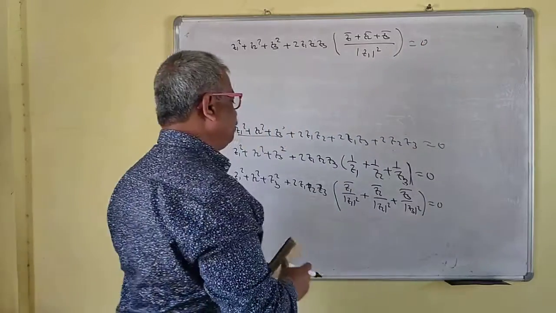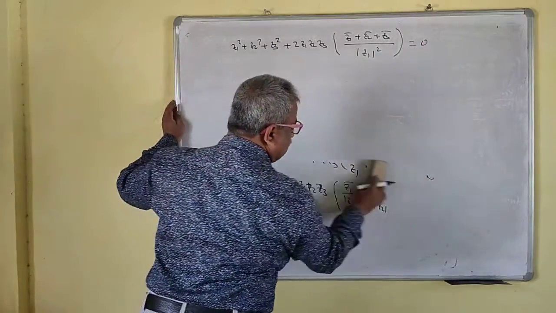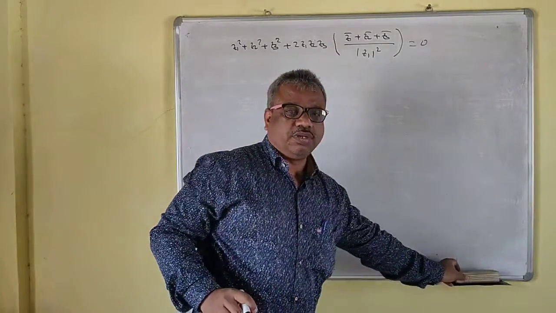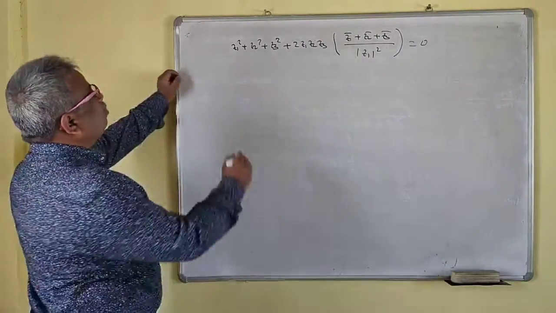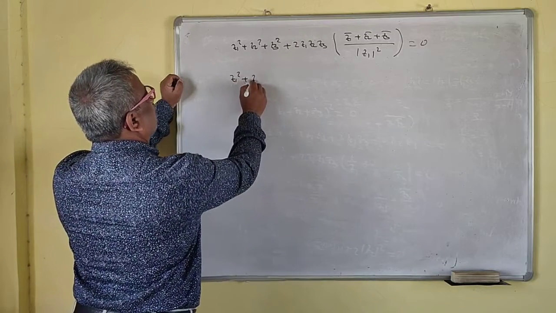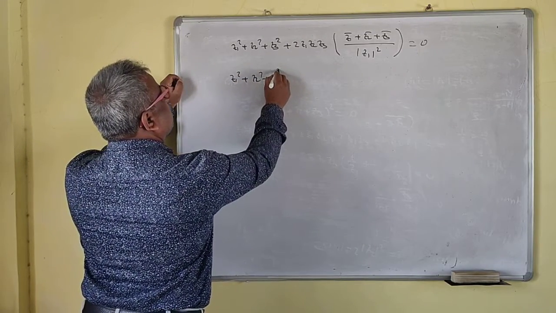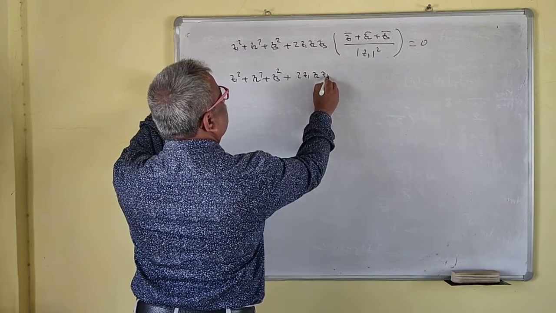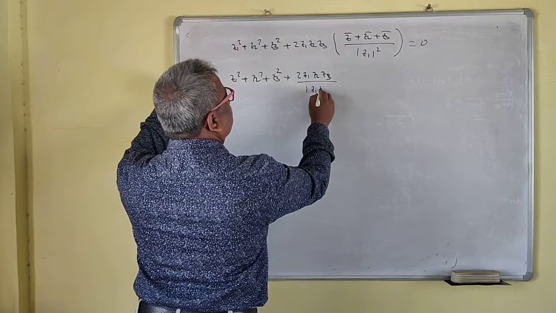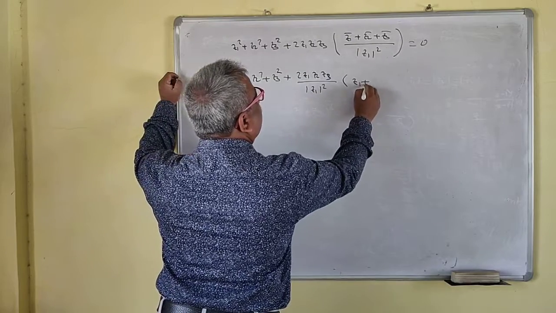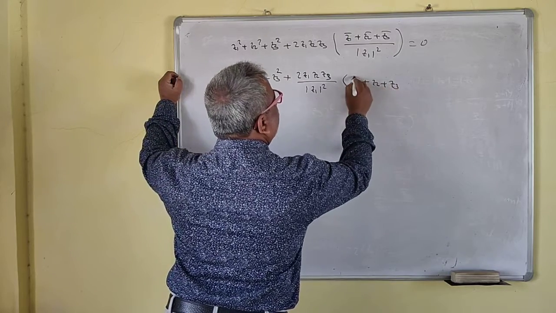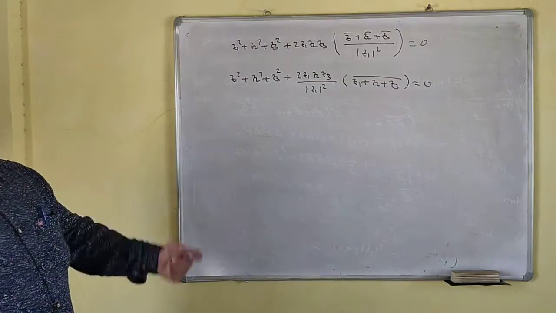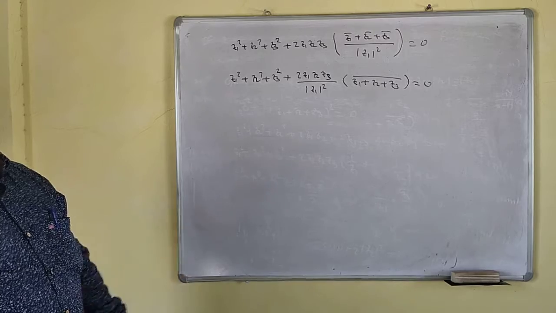This is 0, because the denominator is the same. So you can take the addition of the numerator. Now we'll write this as z1 square plus z2 square plus z3 square plus 2 times z1 z2 z3 upon mod z1 square, into z1 plus z2 plus z3 whole bar, which is equal to 0. But z1 plus z2 plus z3 is 0, and 0 bar is the same as 0.